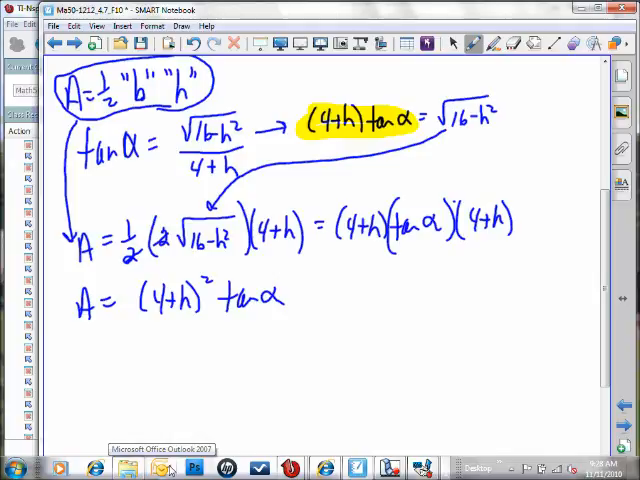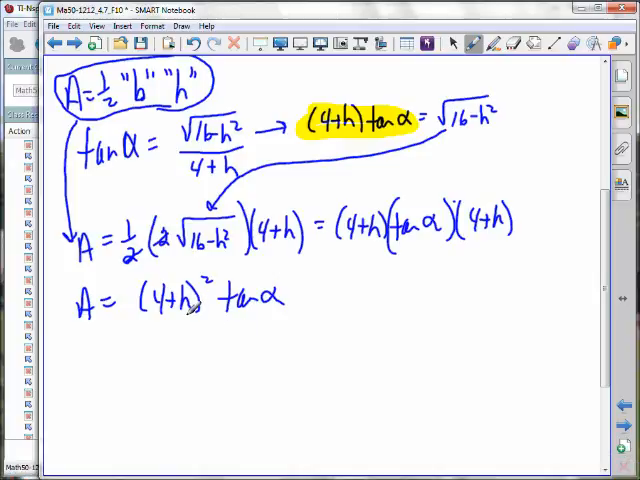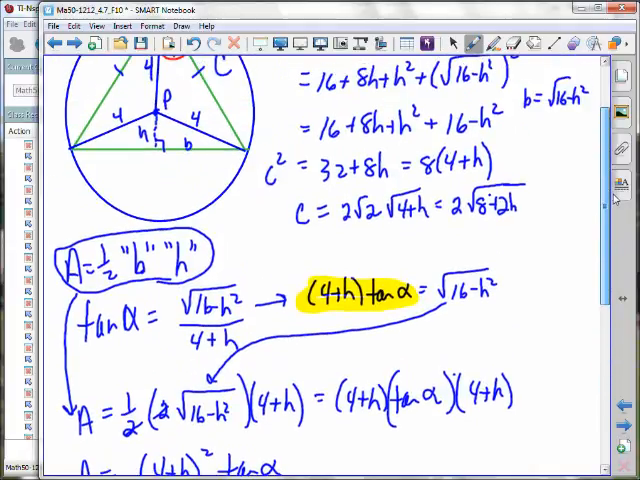But what's standing in my way? H? Got to get the h out of there? Okay? Got to get that letter h out of there? What can you do? Again, we know this is the square root of 16 minus h squared.